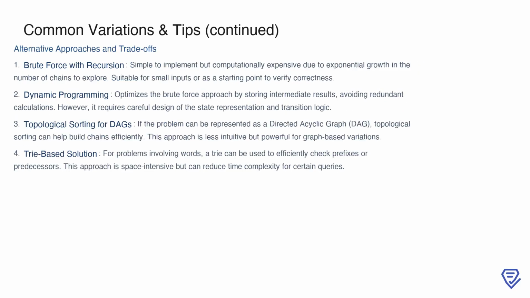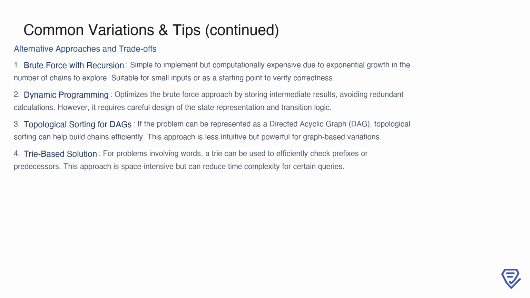Finally, let's discuss alternative approaches and their trade-offs. Starting with brute force and recursion, this approach is straightforward and easy to implement, making it a good starting point to verify correctness. However, it becomes computationally expensive as the input size grows due to the exponential number of chains to explore. Dynamic programming offers a significant improvement here by storing intermediate results and avoiding redundant calculations. The trade-off is that it requires careful design of the state and transitions, which can be challenging.